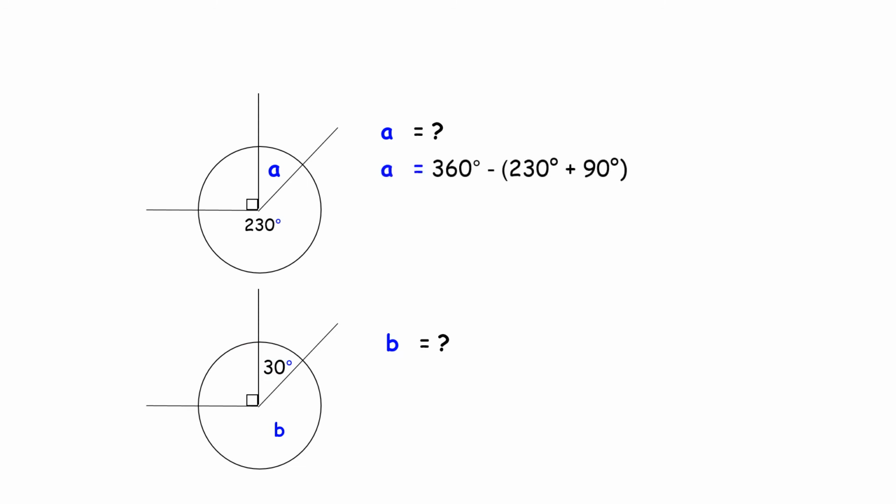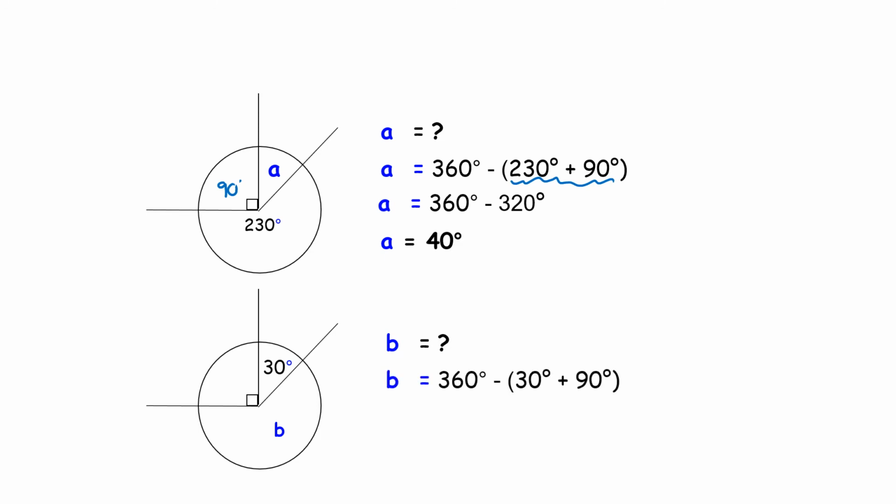Let's do some examples. So I have a full rotation here. We have 230 degrees. I also have a right angle here. Don't forget about it. Even if they don't tell us, it's there. So I'm going to add those two together. So when I add 230 and 90 degrees, I get 320. So 360 minus 320 equals 40 degrees.